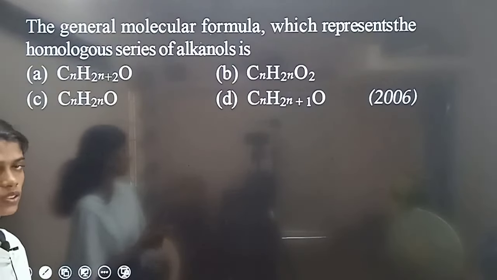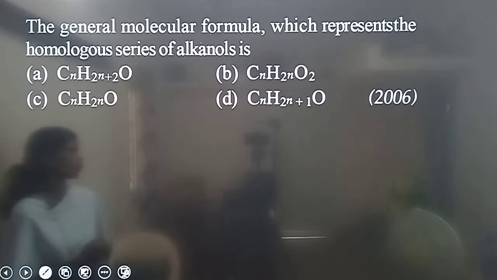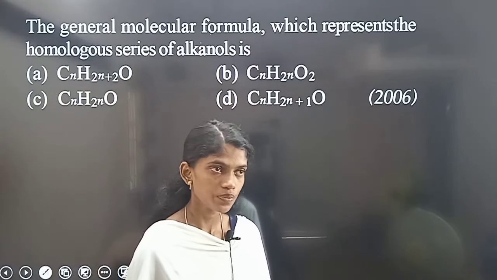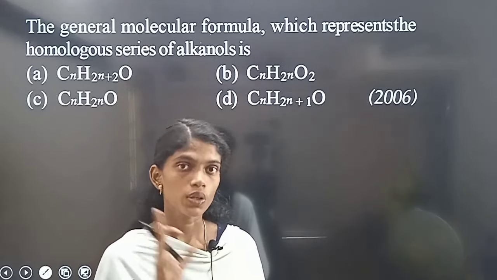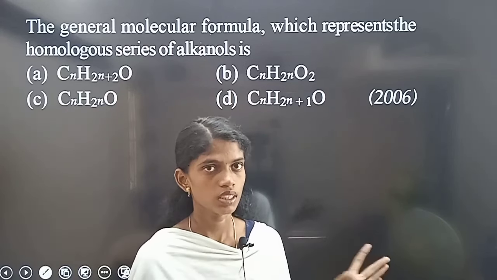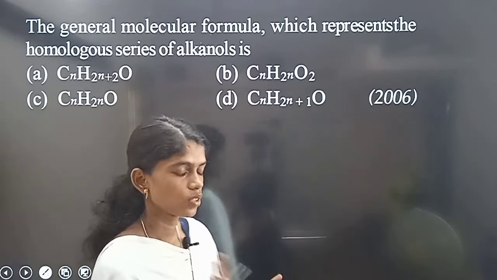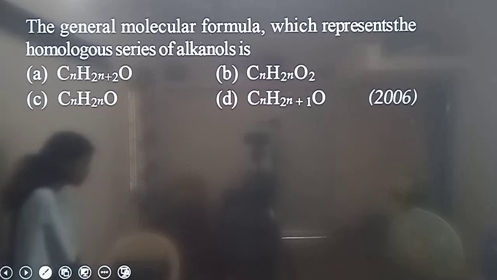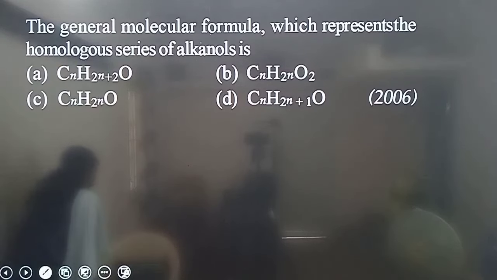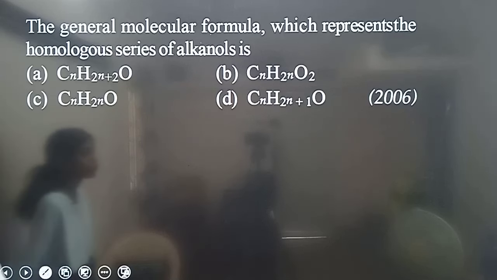So the first question in front of us is the general molecular formula which represents the homologous series of alkanols. Alkanols are nothing but alcohols, that is, alcohols with single bonds like alkanes. A homologous series means one CH2 group is added each time. The four options are: option A CnH2n+2O, CnH2nO2, CnH2nO, and CnH2n+1O.